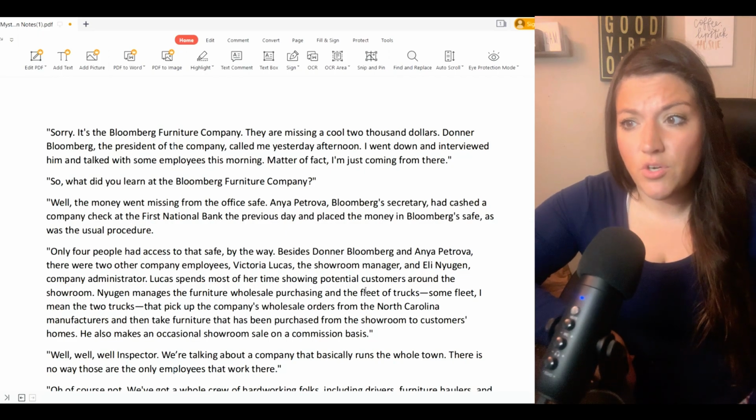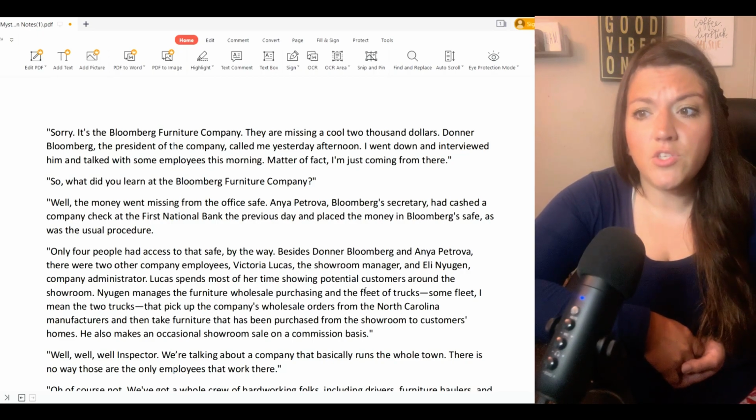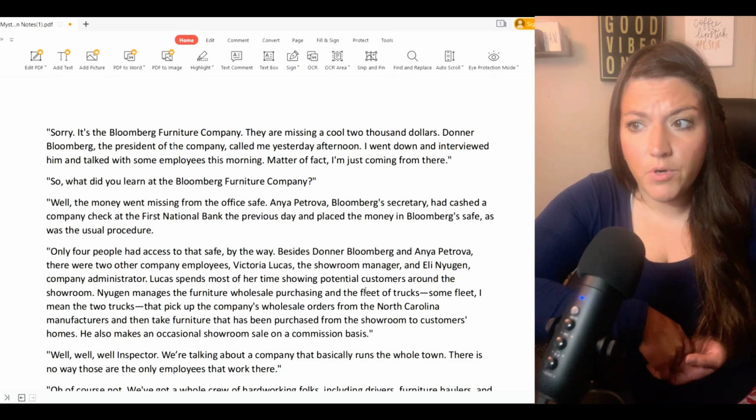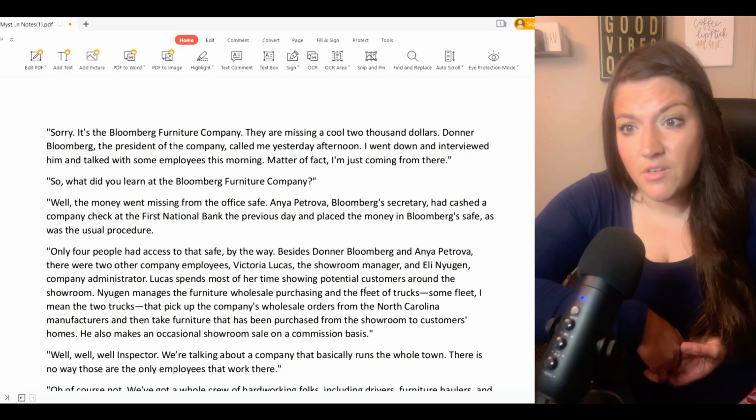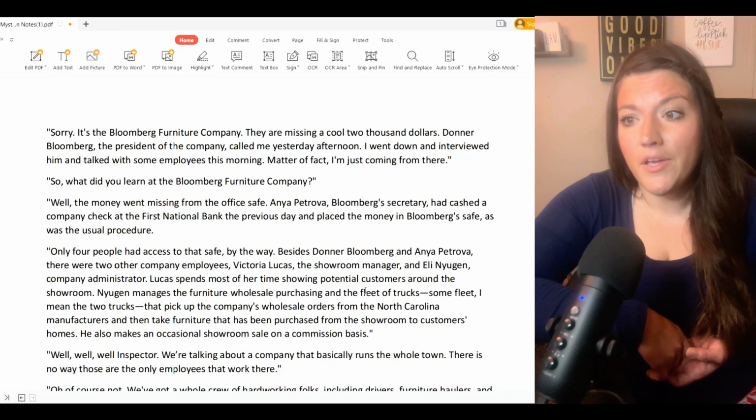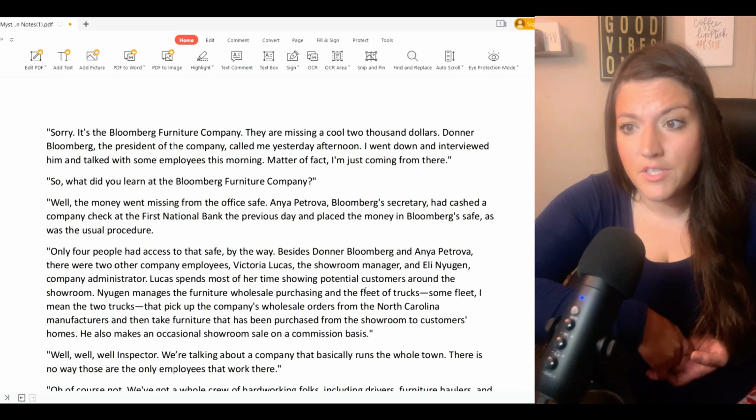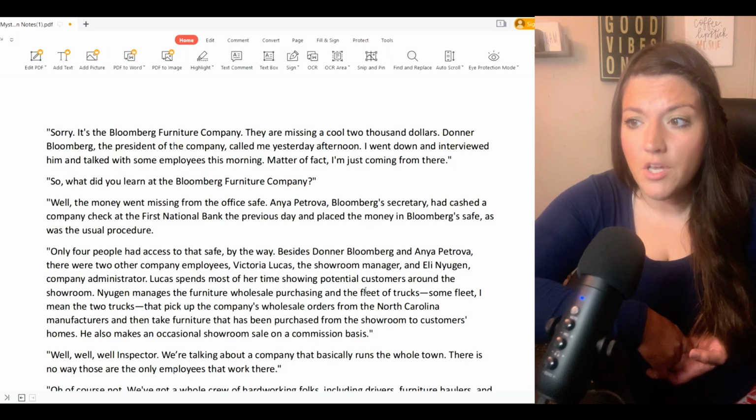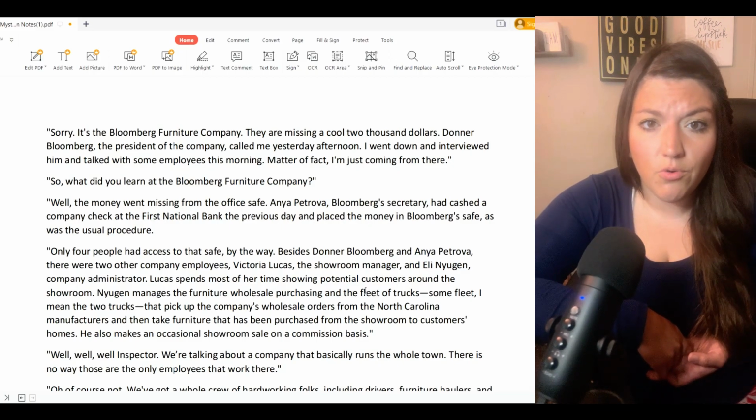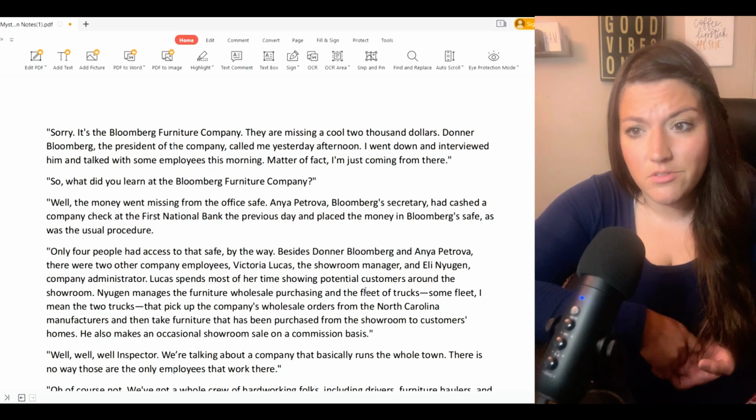Lucas spends most of her time showing potential customers around the showroom. Nguyen manages the furniture wholesale purchasing and the fleet of trucks. Some fleet. 2 trucks that pick up the company's wholesale orders from North Carolina manufacturers and then take furniture that has been purchased from the showroom to customers' homes. He also makes an occasional showroom sale on a commission basis.